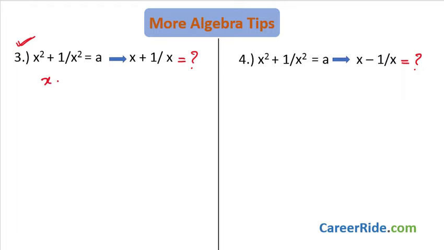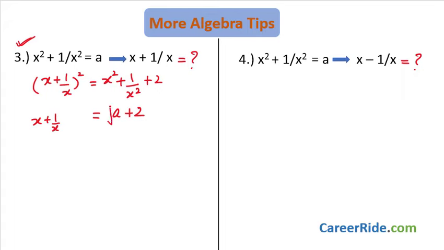So, let me start with what is asked to me. X plus 1 upon x. I'm expected to find out the value for this. So let me try to square it. What happens? It becomes x square plus 1 upon x square plus 2, right? So now can I replace this x square plus 1 upon x square with a? Yes, I can, because it is given to me in the question, and plus 2. Now what is this? This is equal to x plus 1 upon x whole square. If I take the square root on both the sides, what do I have? I have x plus 1 upon x and I can just take a square root here. Do I have the value that I need? Yes, I already have it.